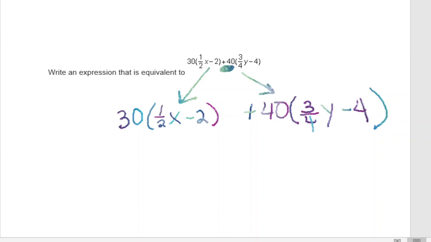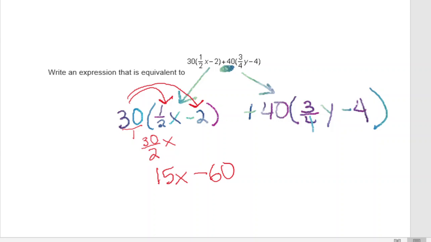Notice I paid attention to the sign that was in front of that term to know what I am distributing to the parentheses. When I distribute 30 times 1/2, I can put my whole number over 1 and multiply straight across, and that gives me 30 times 1 over 1 times 2. 30 divided by 2, 15x. Then when I distribute 30 times negative 2, I get negative 60.